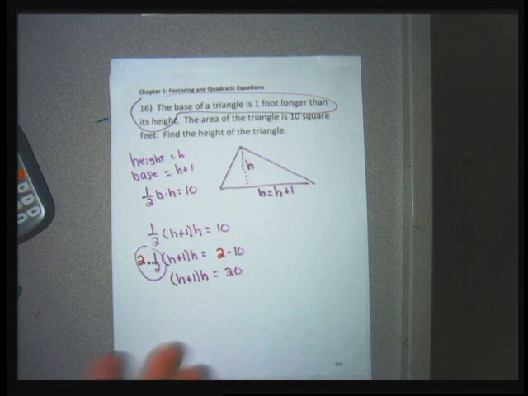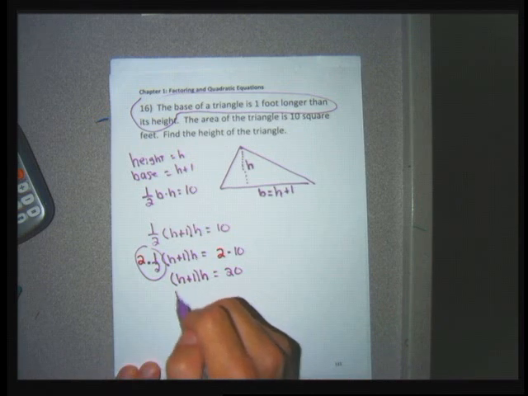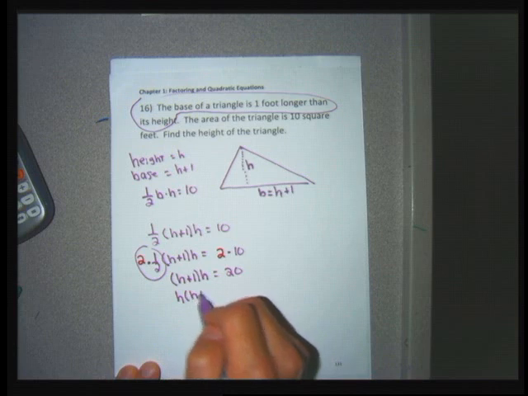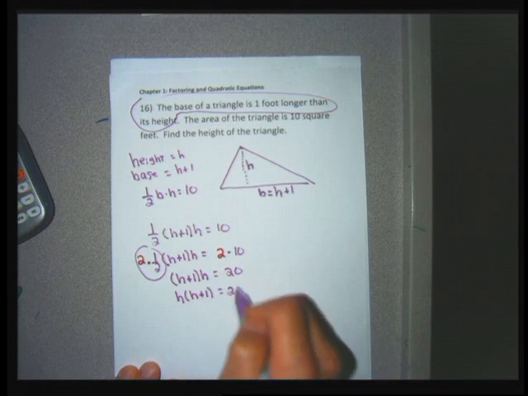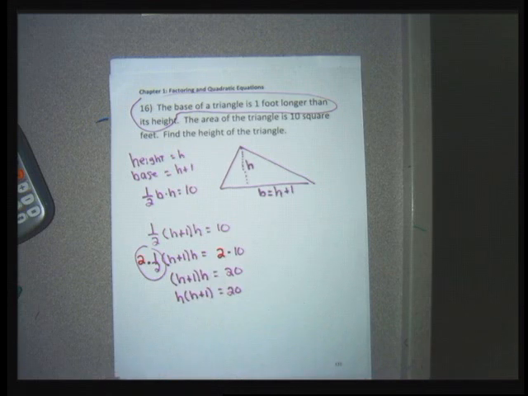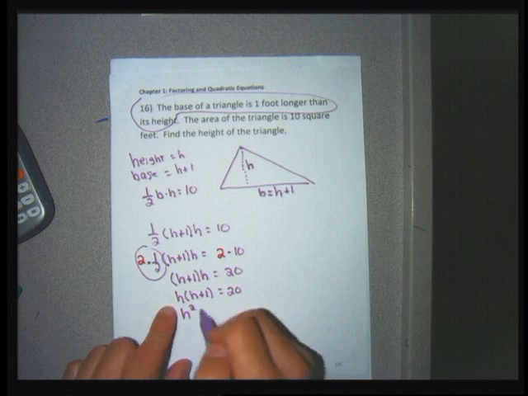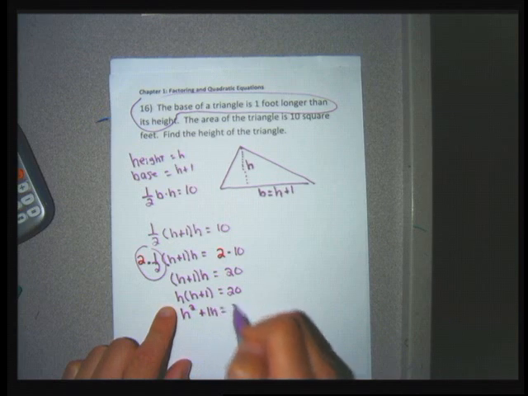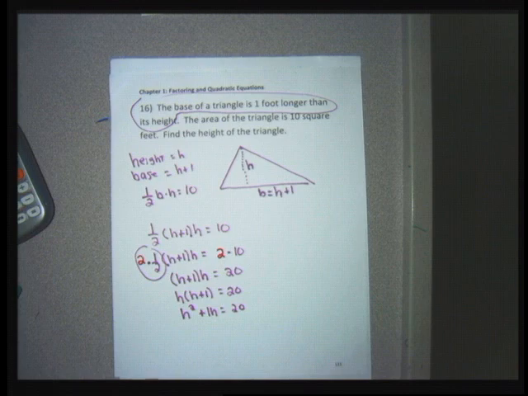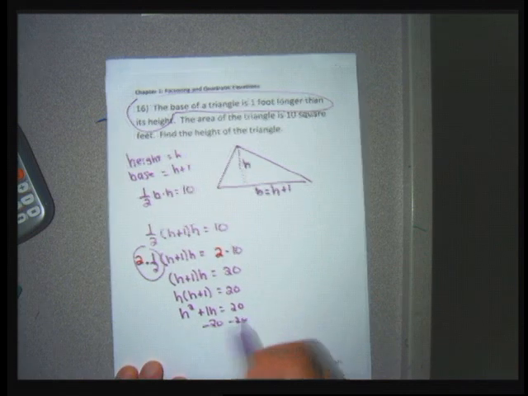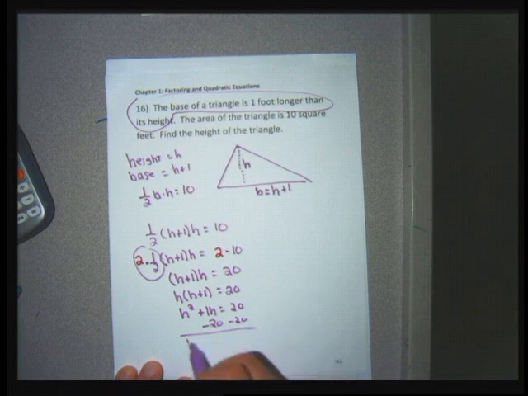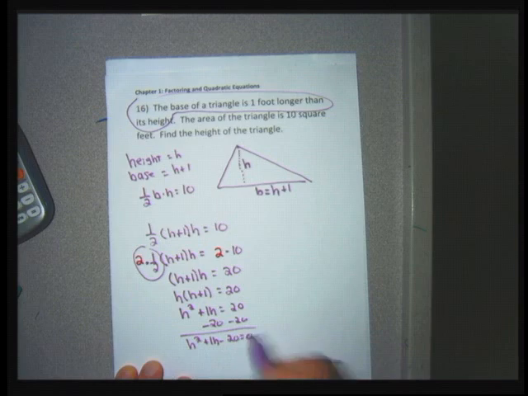Again, I like multiplying differently, so I'm going to rewrite the left side. I'm taking an extra step just to make it easier for me to clear the parentheses, but you can clear the parentheses without doing this rewrite. Now I'm going to go h times h is h squared, h times 1 is plus 1h, and I get equal to 20. And then minus 20 minus 20 gives me h squared plus 1h minus 20 equals 0.